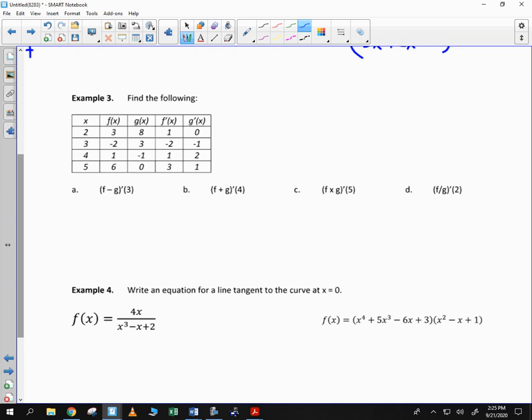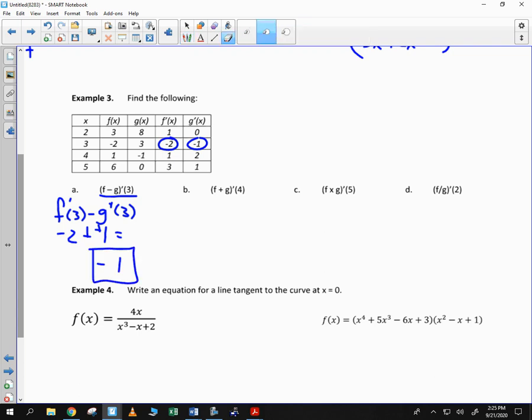If you're given a table of values, here it talks about f minus g prime of 3. So you do f prime of 3 minus g prime of 3. Well, f prime of 3, by looking at the table, is going to be negative 2. Minus g prime of 3 is going to be negative 1. And so we get negative 1. F plus g prime of 4. I will do f prime of 4 plus g prime of 4. Well, f prime of 4 is 1, and g prime of 4 is 2. I get 3.